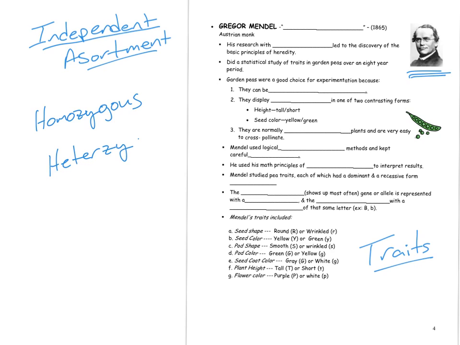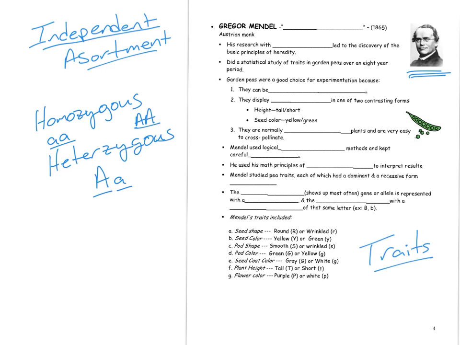And zygous came from the zygote, right? So if the zygote was homozygous, they had both the same gene, both the same alleles. So they had either a big A or a little a, they're both the same, right? Whereas heterozygous just meant you had one big A and one little a, so you have one of each. See, Mendel got lucky, because this particular plant only did big or small.